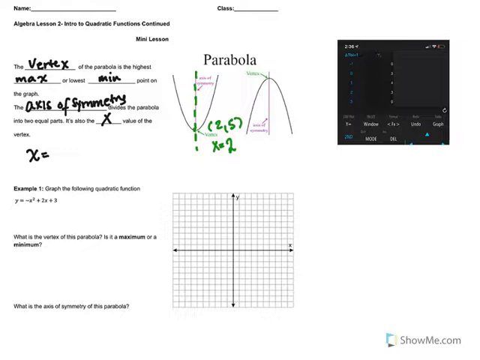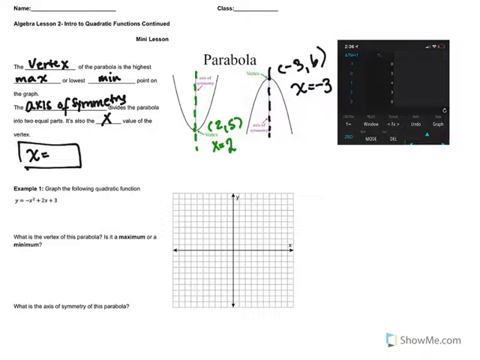So if, for example, let's say that this point right here was (-3, 6), I don't know. Then that means that this line right here, the axis of symmetry, is just the line x is equal to negative 3. So the axis of symmetry, the way we write it, is always x is equal to some number.